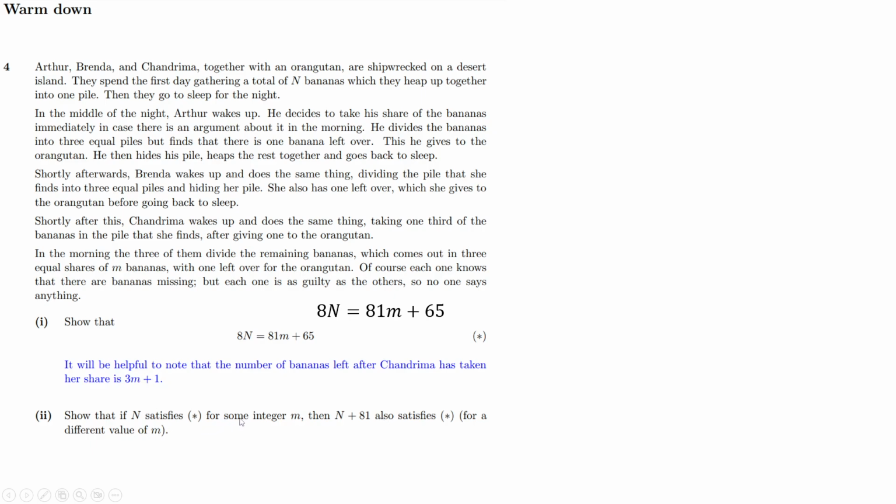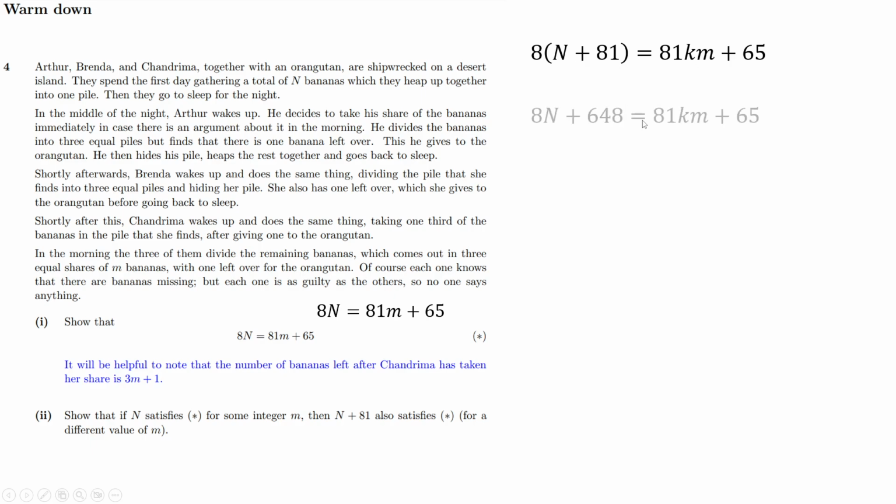Show that if n satisfies this for some integer m, then n plus 81 also satisfies it for a different value of m. Now what I did was, I said, okay, well let's replace n with n plus 81, and then let's replace m with km, where k is just some multiple of m, right, where k isn't 1. Okay, because this km is going to be the new value of m.